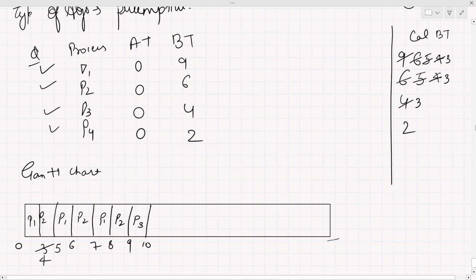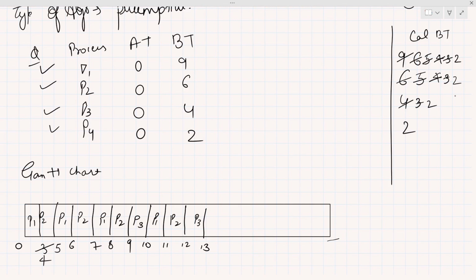Now again there is a draw. If there is a draw, you have to execute according to FCFS: the process which comes first gets the CPU first. So P1 completion time 11, then P2 completion time 12, and then P3 completion time 13. So 2, 2, 2. Now there is a draw again, but now we have one more process available, which is P4. So we have to select the process which comes first.